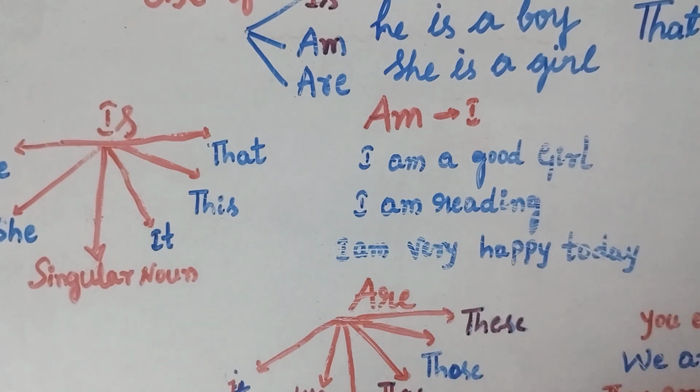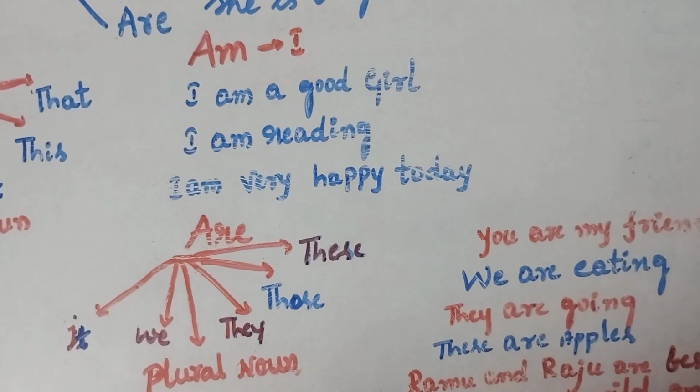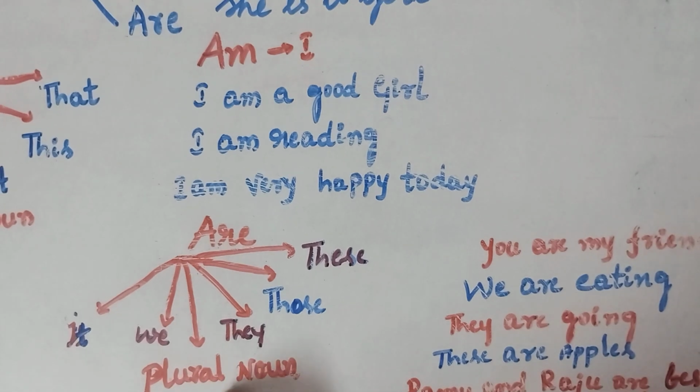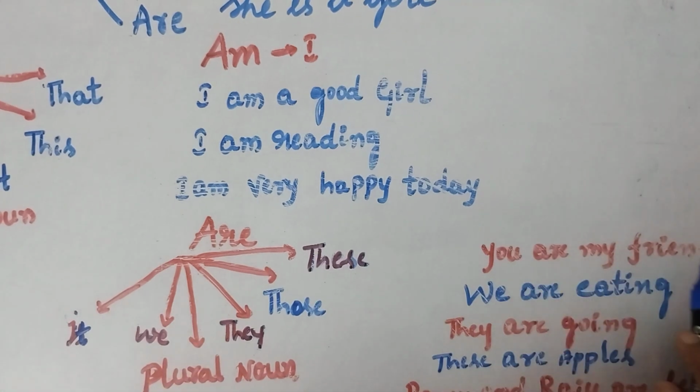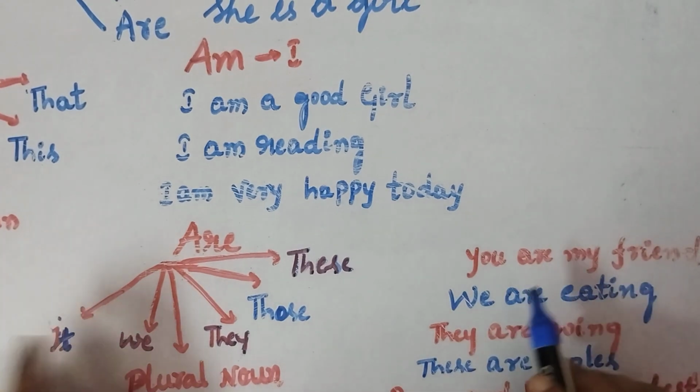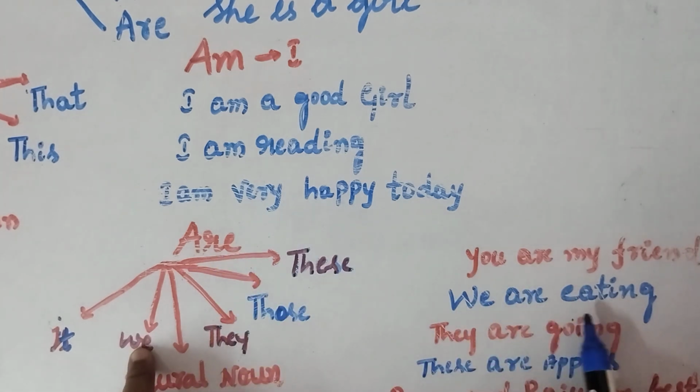Okay. Like that. So, where do we have to use are? In the case of a plural noun, in that place we have to use are. For example, you are my friend. Okay. So, we are eating. We are eating something. We are eating apples. We are eating bananas, like that.